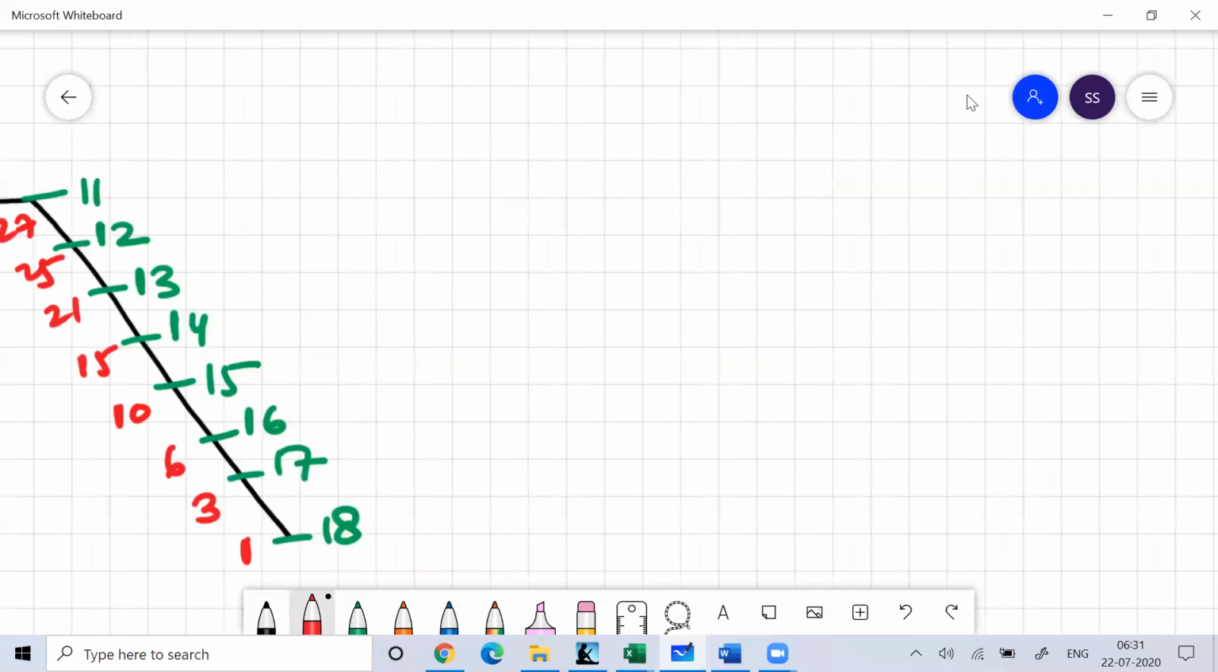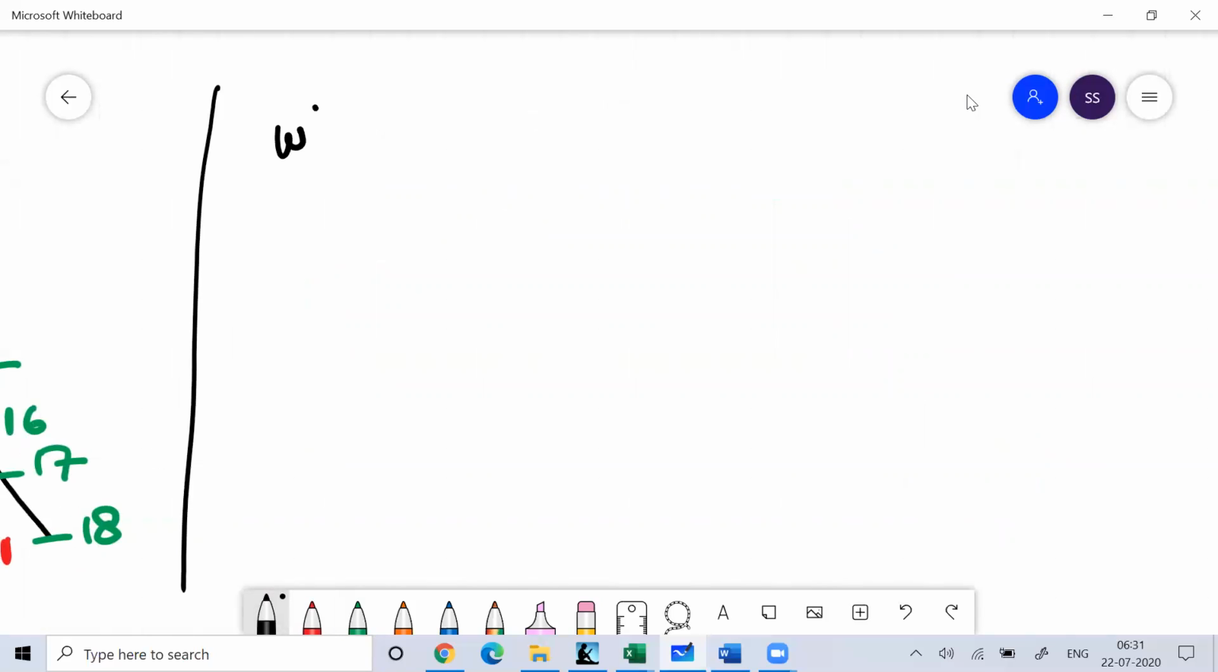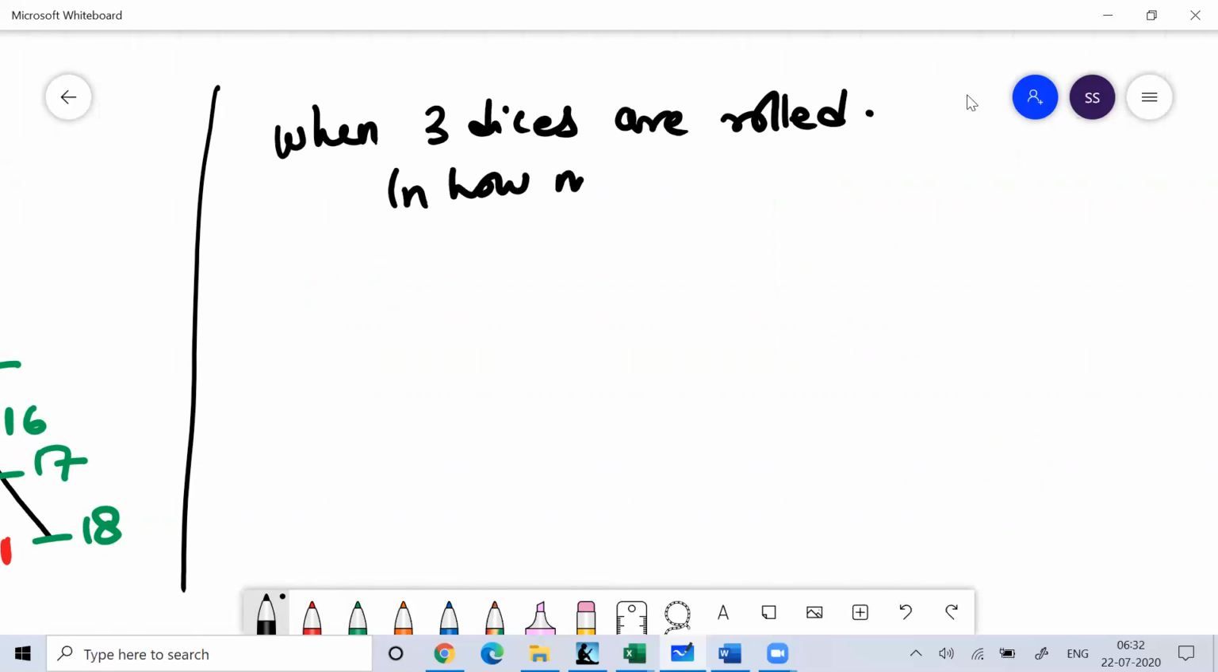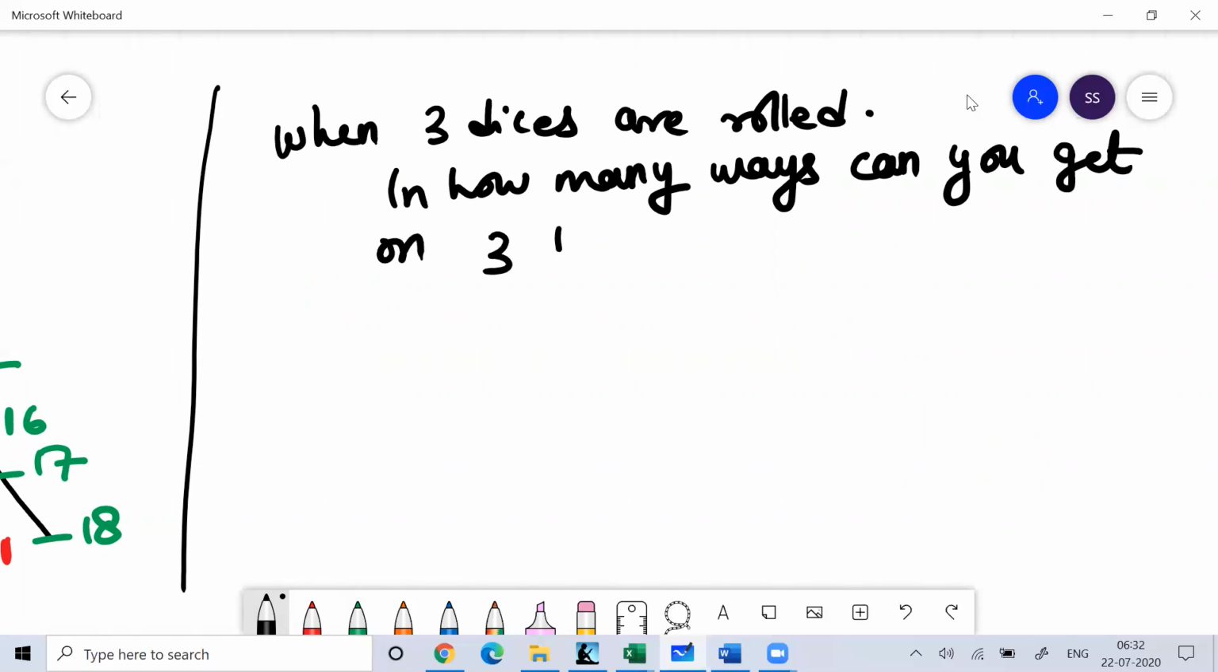Imagine if I am not aware of this. If I ask you, when three dice are rolled, in how many ways can you get the sum as 10? Imagine you don't know the shortcut formula and want to do it through the combinations of numbers, so you'll think about the cases. How many cases can I draw? So 1, 1, will it work? No, the 8, I can't get on a dice. Okay, so 1, 1 is not working.